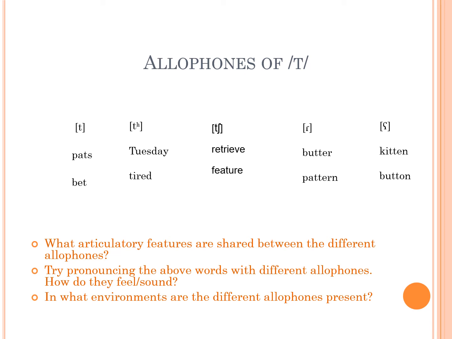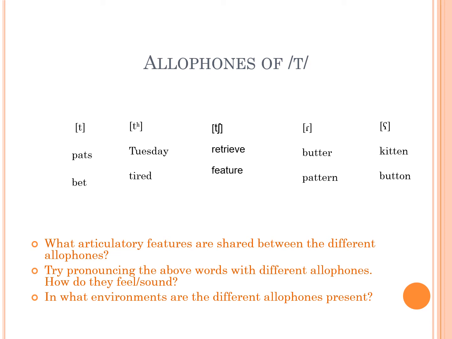So what articulatory features are shared between these different allophones when you're going to, ch, butter, kitten, the ones I can't do out of context very well? What's similar about them? What's different about them? You might try pronouncing some of the above words with different allophones and see how that feels or how that sounds. So if I tried to say something like butter with the ch sound, it would be butcher. That does not feel or sound right.